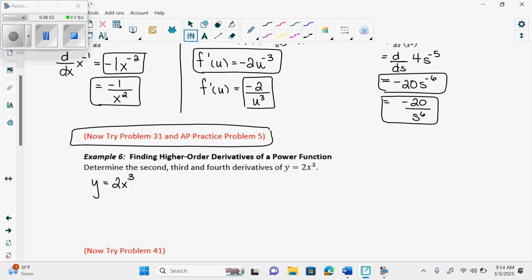So y prime would be what? 6x squared. The second would be y double prime, which is 12x. Then y triple prime would be 12, and then they stop doing the slashes and they write the 4. Y to the 4 is 0, so it's gone.